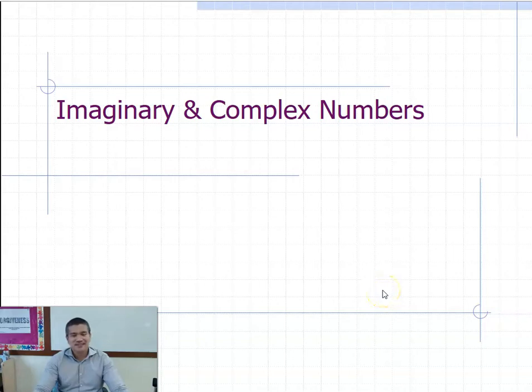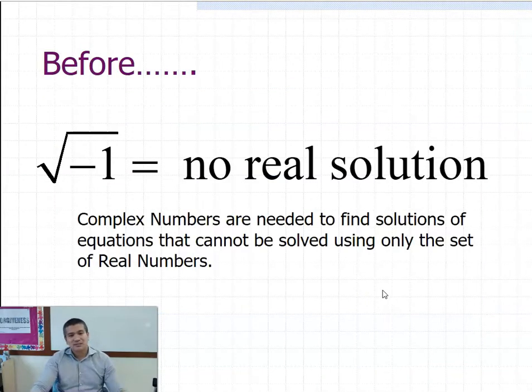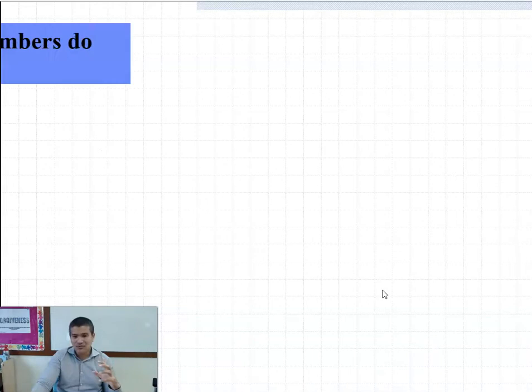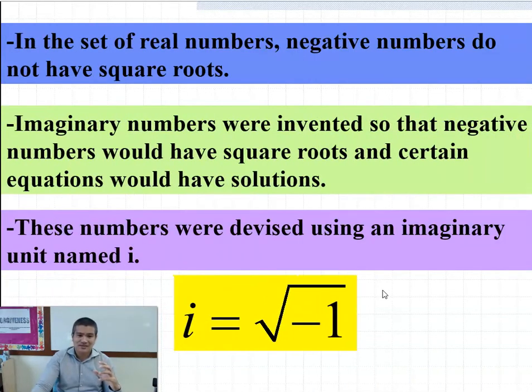Good day, everyone. Today we're going to discuss imaginary and complex numbers. Before, we said that the square root of -1 has no real solution. Complex numbers are needed to find solutions of equations that cannot be solved using only the set of real numbers. That's the reason why we are going to add the imaginary numbers now.